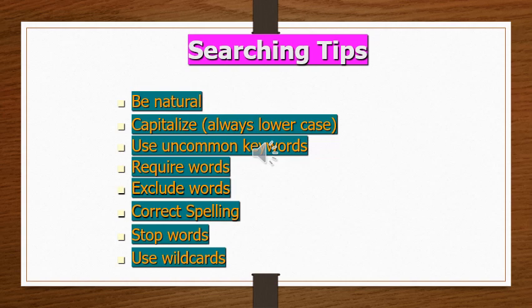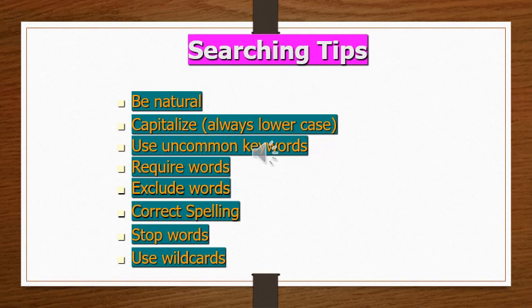Second is capitalization. You always use lower case. You only stop using lower case when you are looking for proper nouns like names of people or names of places, where you have to capitalize the first letter. Use uncommon keywords. The more specific result will return to you. Think of a valid and uncommon keyword. If you are searching a particular domain and that domain has a keyword, use it, because that will tilt your search into that particular domain.